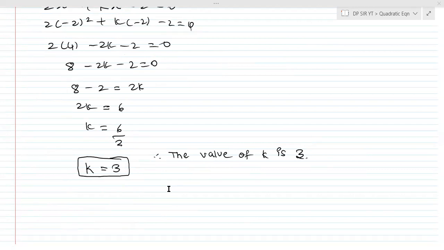Okay. So let me just copy paste this. Two roots of a quadratic equation are given. Frame the quadratic equation.